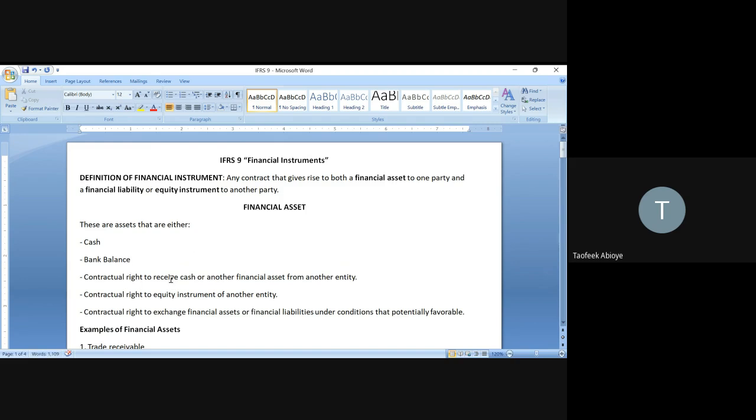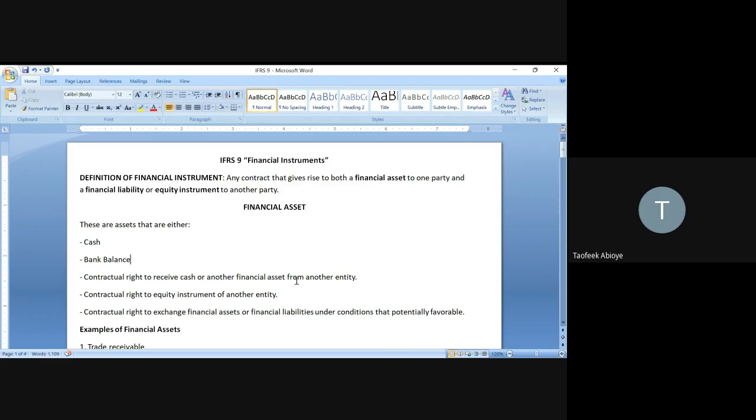Now, contractual rights to receive cash or another financial asset of another party. That means when you have a right, if you remember when we were talking about PPE, the recognition criteria. What is the recognition criteria? One, it must be probable that future economic benefits will flow to the entity, right? So when we are talking about those recognition criteria, that means you have a right to receive cash or another financial asset of another entity.